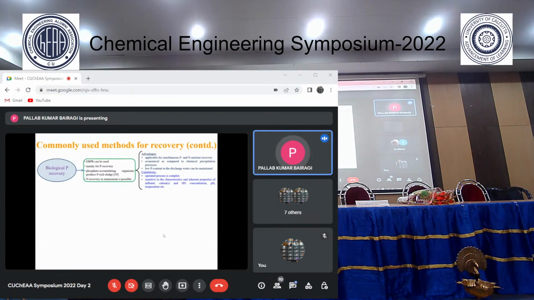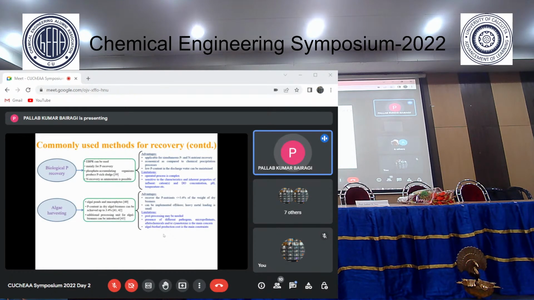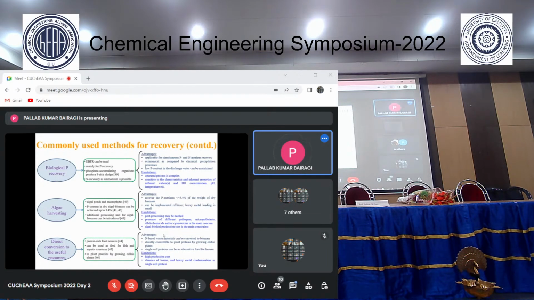Biological phosphorus recovery is also mainly for phosphorus recovery. In algae harvesting, P content in dry algal biomass can be achieved up to 3.4%. Some direct conversion methods are also available to directly convert these waste materials into useful resources, such as by growing edible plants to extract plant proteins, or by converting to several protein-rich food sources such as single-cell proteins and others, which may be used as feed for fish and aquatic creatures.